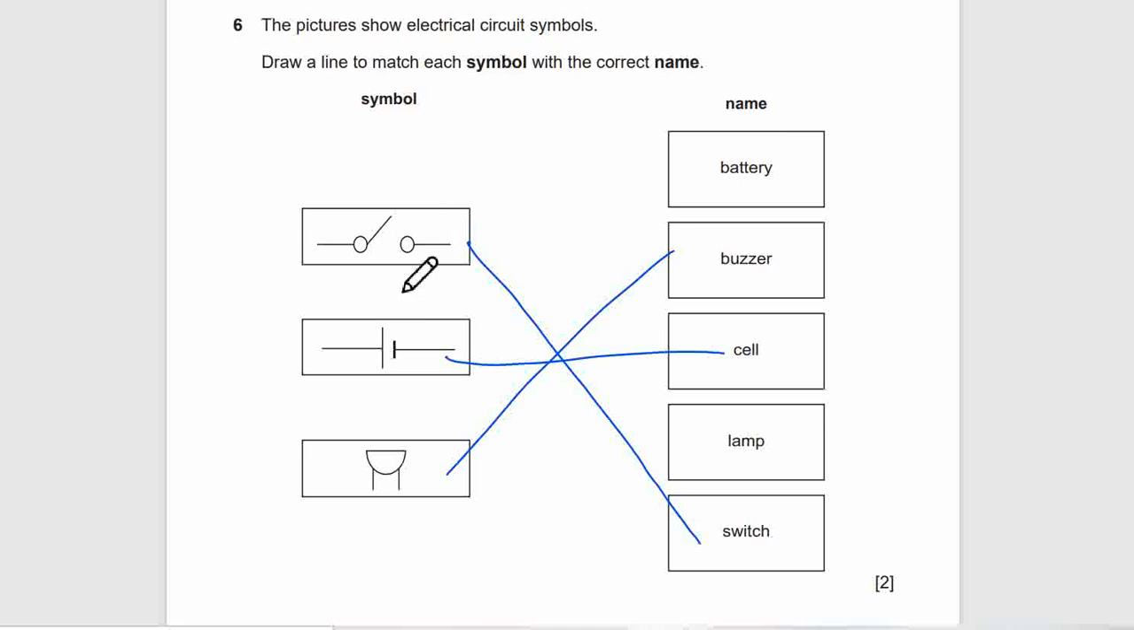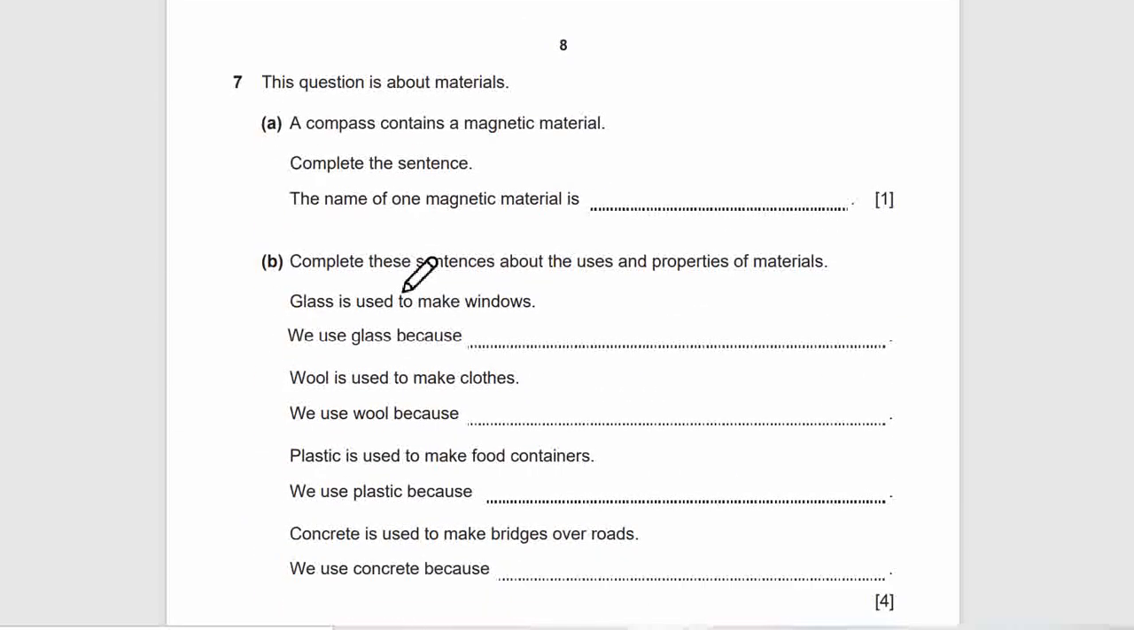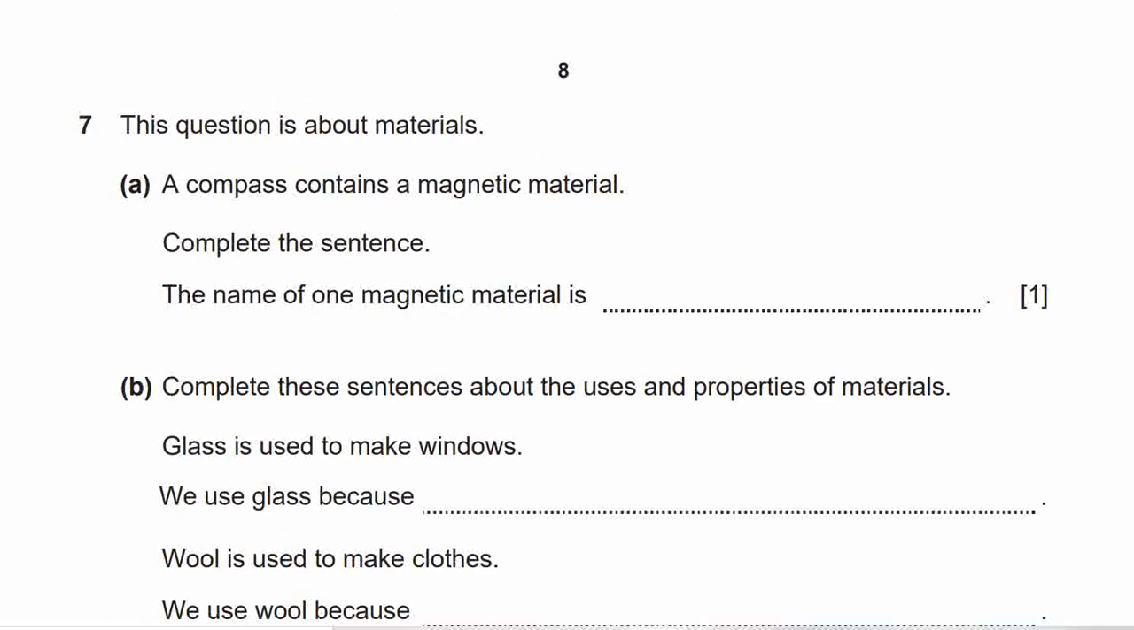Okay, let's move on to the next question. Question 7. The question is about materials. A compass contains a magnetic material. Complete the sentence. The name of one magnetic material is iron or steel.